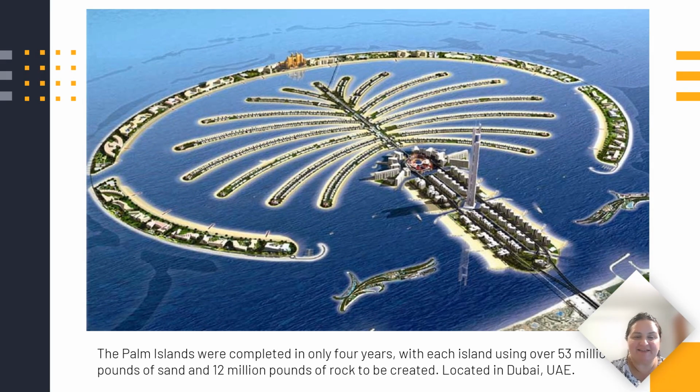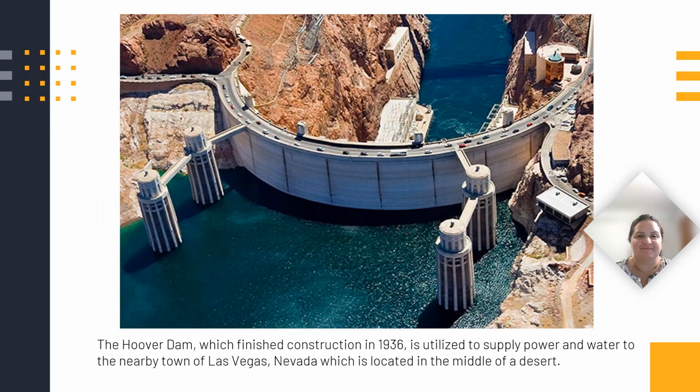The Palm Islands in Dubai are a great example of possibilism. These are man-made islands that were actually built over the course of only 4 years. The Hoover Dam is another great example of possibilism. Finished in 1936, this basically is used now to supply power and water to Las Vegas, Nevada, which is essentially located in the middle of a desert.